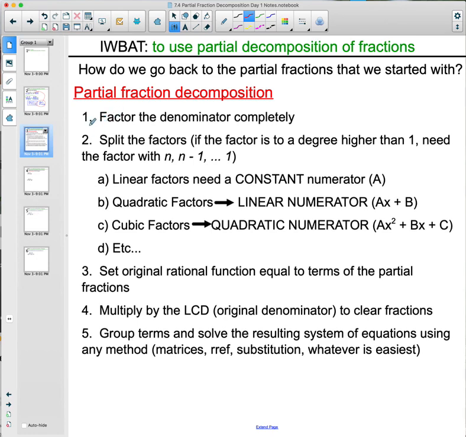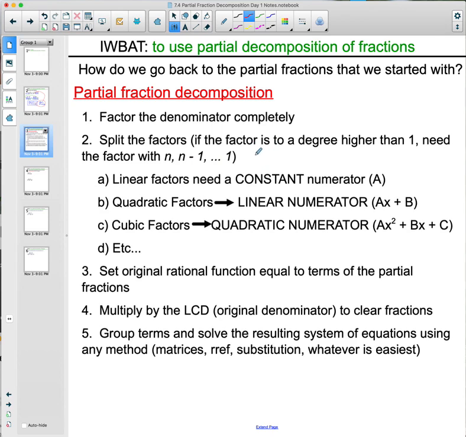The process is that you want to have the denominator factored, so we don't want it fully multiplied out. We want to be able to see the factors, because then what we're going to do in number 2 is split the factors apart. And if there is a factor that has a degree higher than 1, then we need to factor with n minus 1, n.